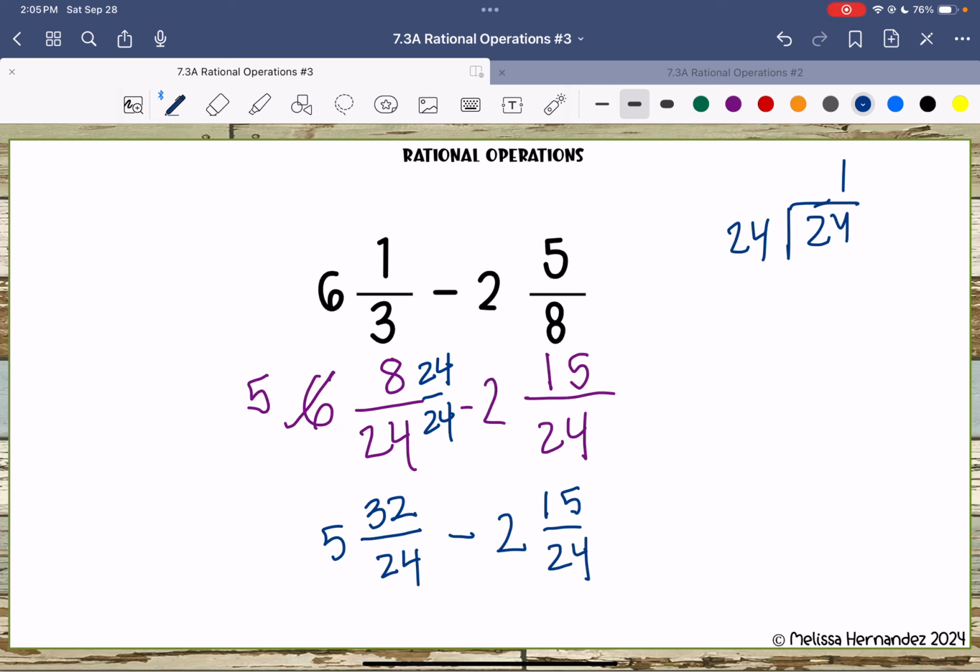Now I can take away 15 from 32. That gives me 17/24. And then 5 minus 2 is 3.